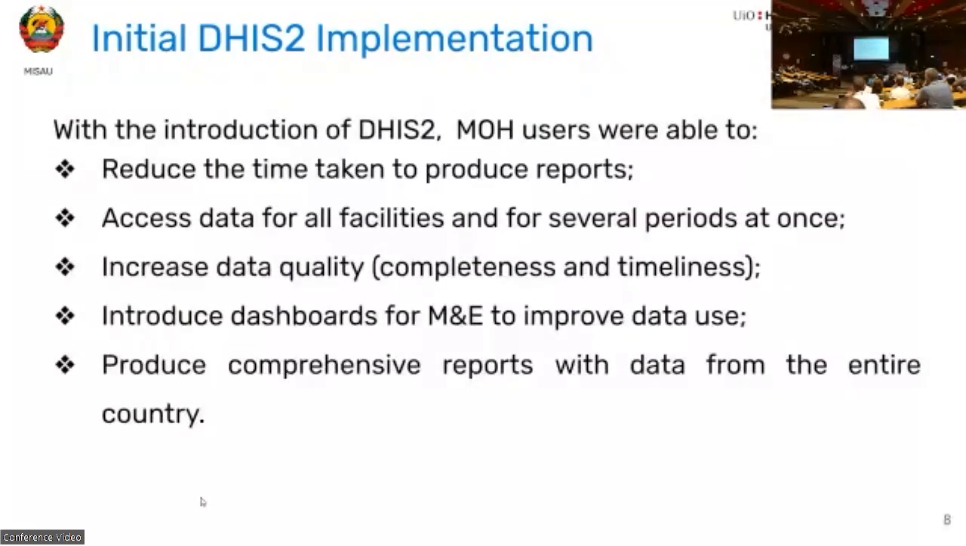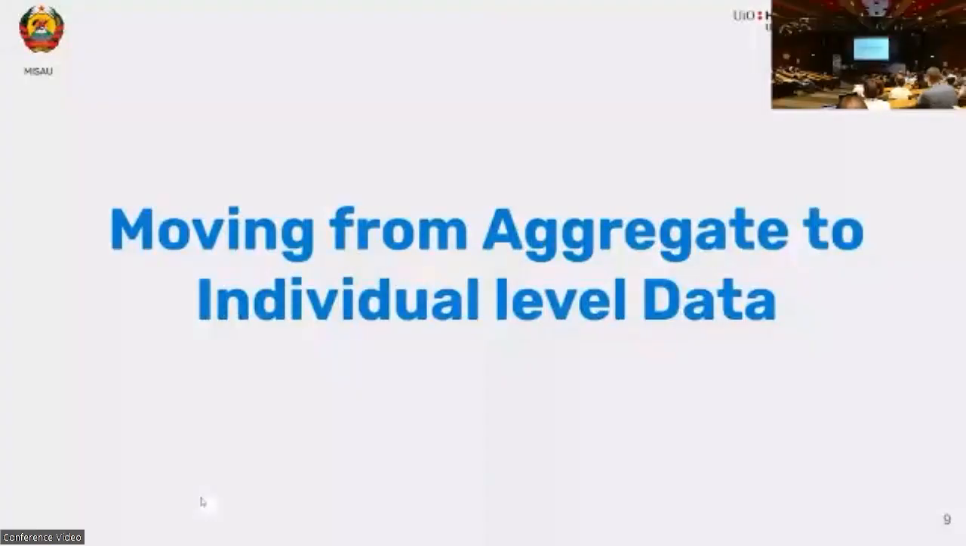So the initial DHIS2 implementation brought a lot of advantages, like I was saying. It reduced the time taken to produce the reports. It was possible to access the data from all the facilities and for several periods, and to increase the quality of this data in terms of completeness and timeliness. It was finally possible to have dashboards for monitoring and evaluating performances, and also to simplify the process of elaborating reports for the whole country, so as to have a big picture of what was happening in all the health programs. So how was the process of moving from aggregate to individual?